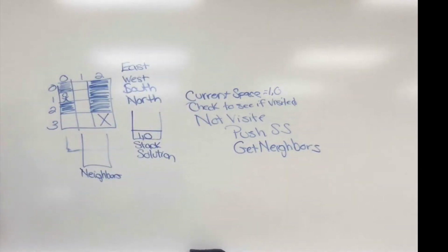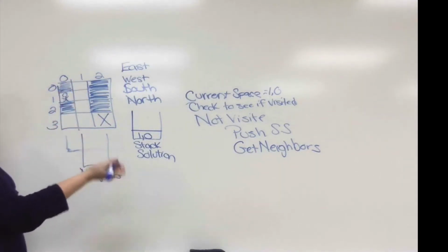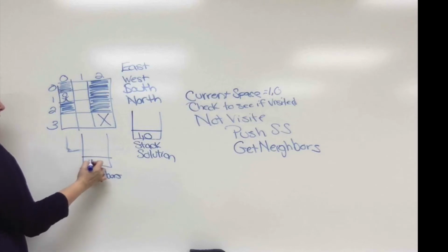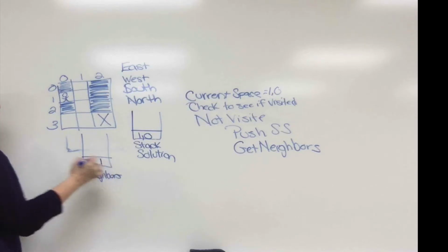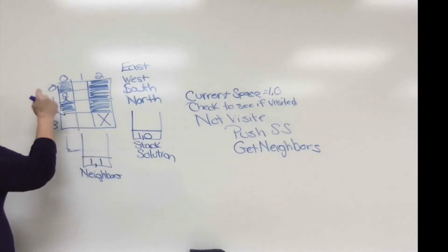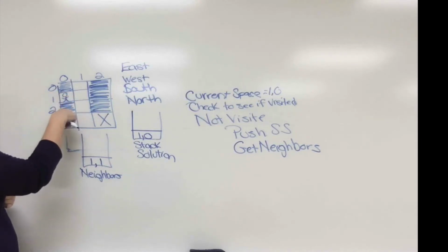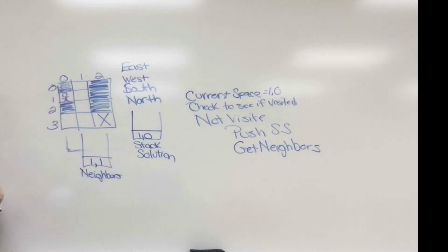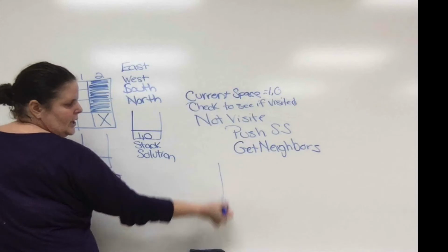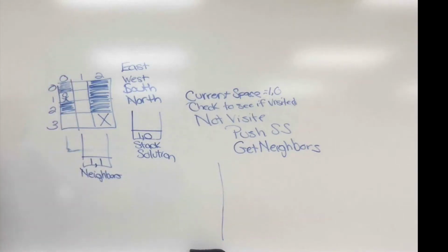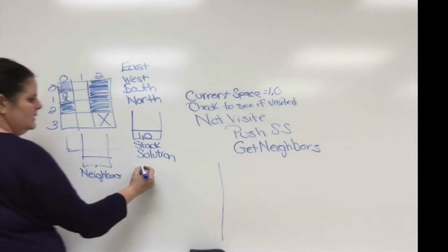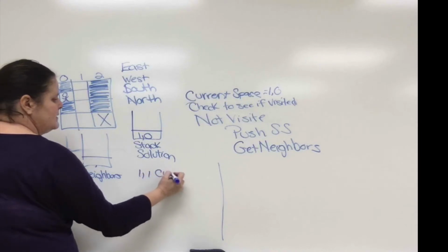Now with get neighbors, this is where I was talking about. You want to always go in this direction. So you always want to check to the east. So here's 1, 1. When you find out there is a neighbor, you put it on the neighbor stack. Then you check to the west. Here, this is out of bounds. I check to the south. Well, it's a wall. And I check to the north. So the only valid neighbor I have is 1, 1. There's going to be more code here, but right now what happens is that my 1, 1 becomes my current space.